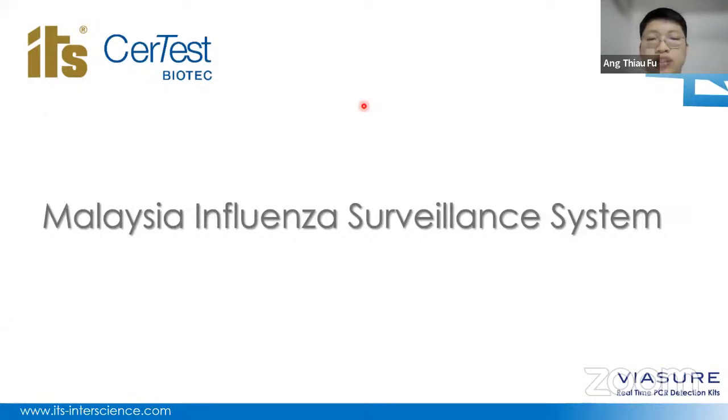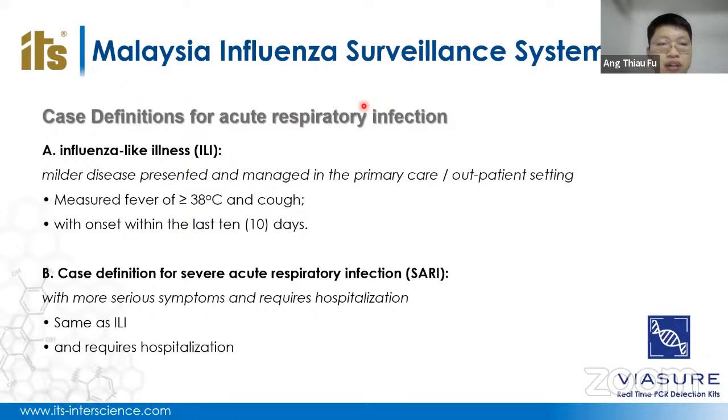Malaysia has a system known as the Malaysia Influenza Surveillance System. The purpose of this system is to survey. They need to get the data from all the clinics, and then report whether there could be an outbreak of influenza. Generally, acute respiratory infection can be divided into two types. The first type is influenza-like illness. The second one is the case that leads to severe acute respiratory infection.